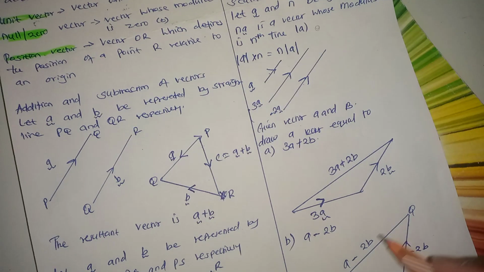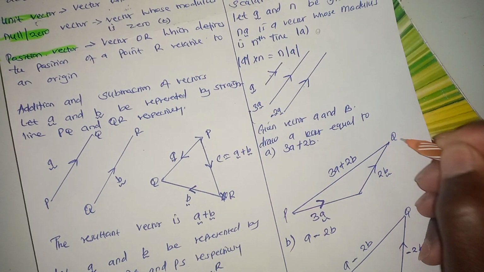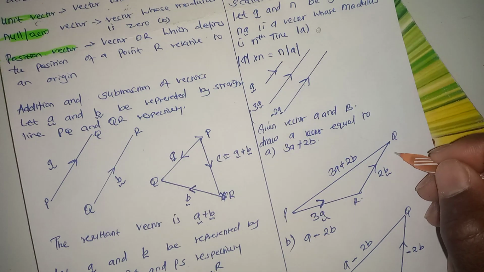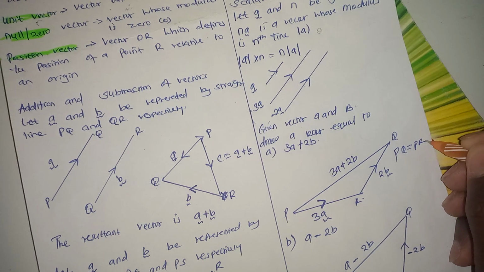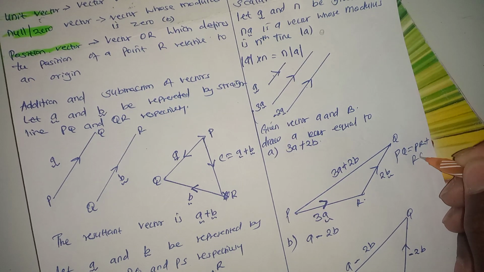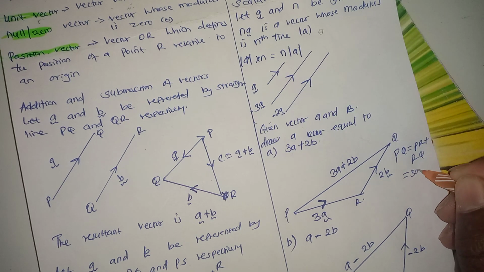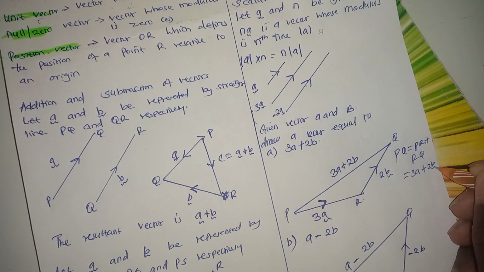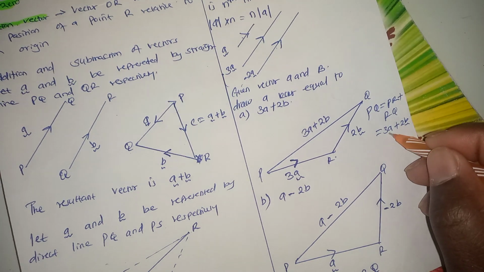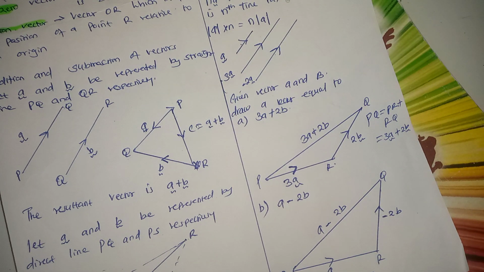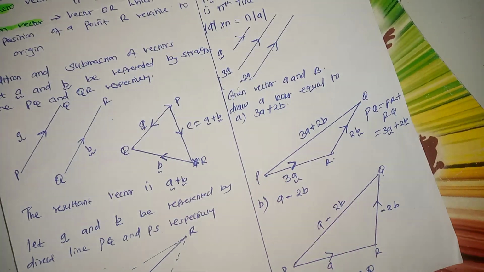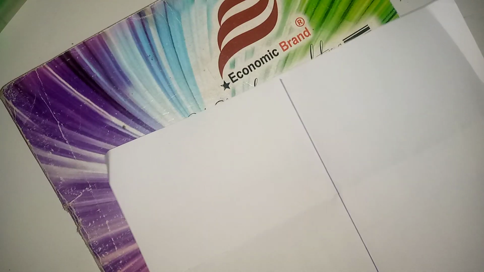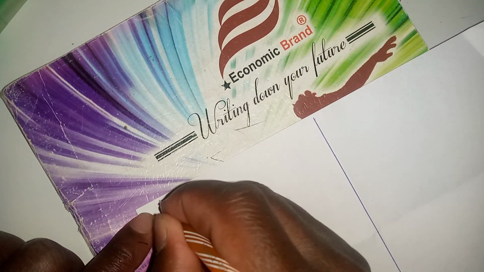Similarly, you can come here and say PQ is equal to PR plus RQ, which is equal to 3A plus 2B. By that, we are in a position to have shown that we have plotted this one and this one. So now we can come and see an example here.